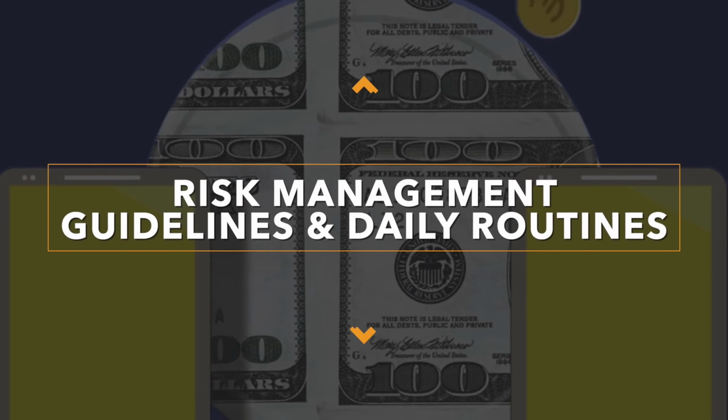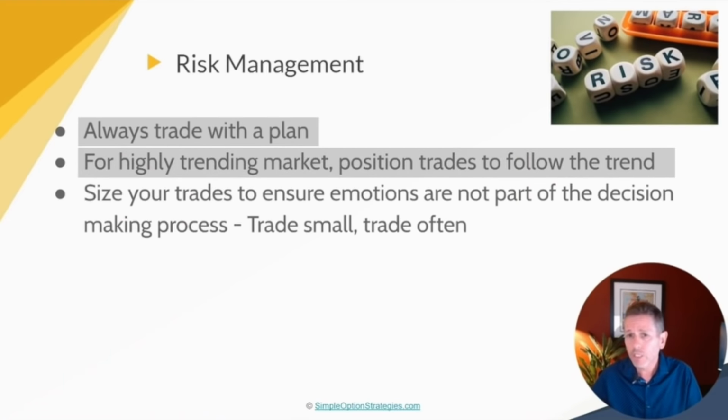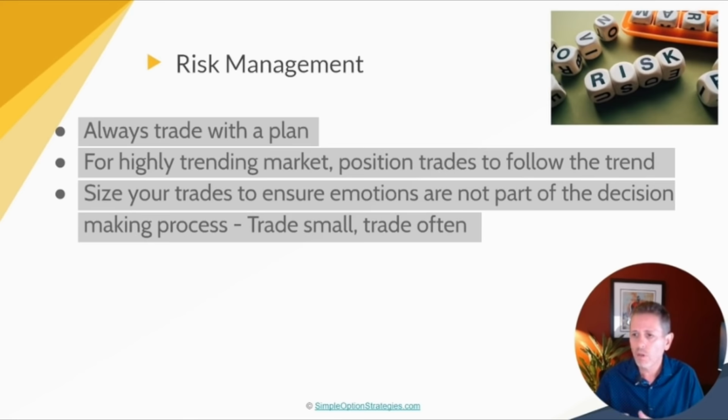Let's go through risk management real quick. Always trade with a plan. In a highly trending market, trade in the direction of the trend. That's just the right thing to do. And size your trades to ensure that emotions are not part of the decision-making process. I always say trade small and trade often, because trading small, you don't have a huge emotional attachment and you can make constructive decisions rather than emotional ones. Trade often is because that's how you develop experience.